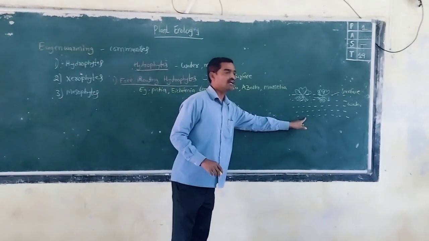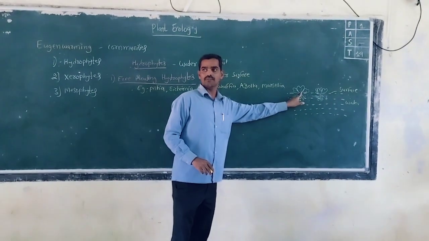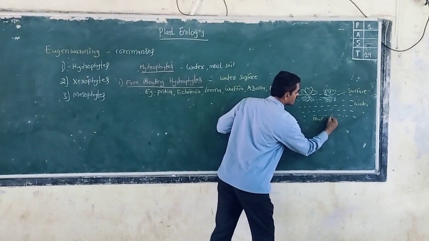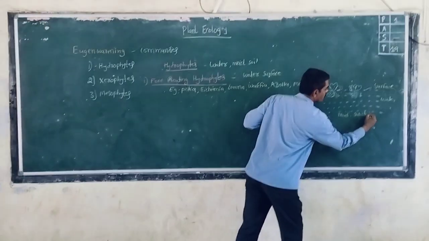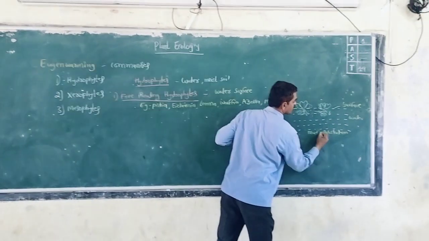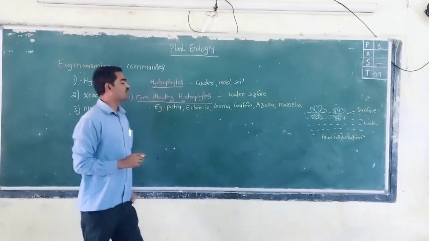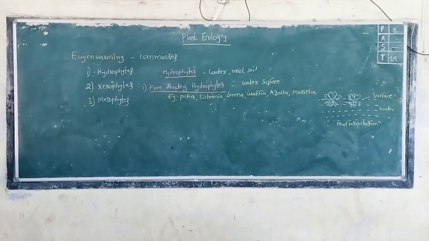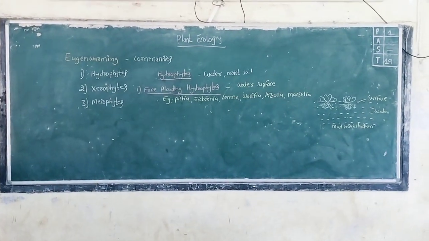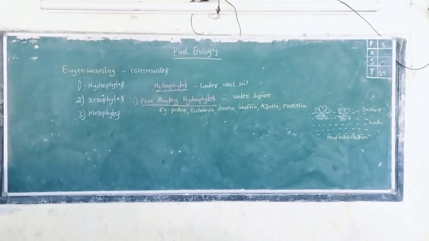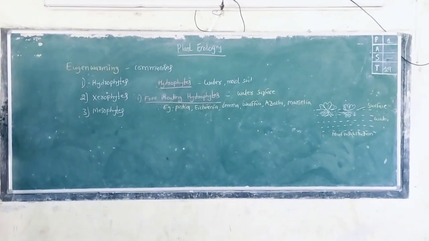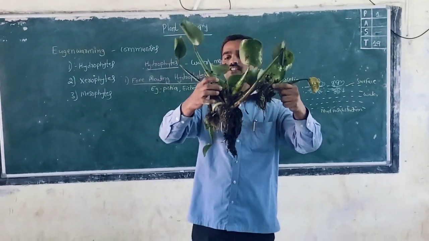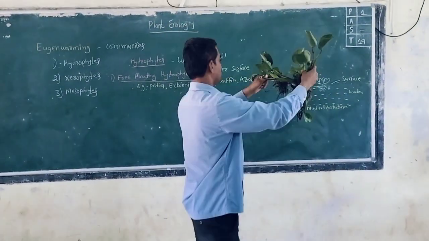They do not touch the substratum. The root system does not touch the substratum or mud. So this type of plant is called free floating hydrophytes. For example, Pistia. And this is Eichhornia. These are free floating on the water surface.